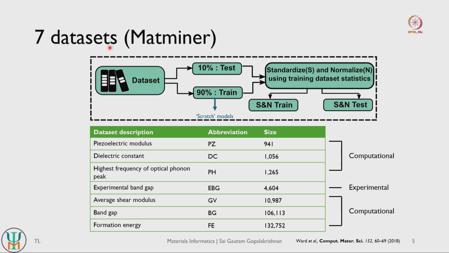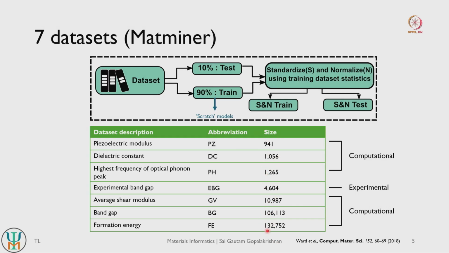So with respect to our work, we looked at 7 different data sets within the MatMiner repository. Starting from piezoelectric modulus, dielectric constant, phonon frequencies, experimental band gap, average shear modulus, computational band gap, and formation energy. So these are the abbreviations that we will be using throughout these lectures. I will be mentioning these abbreviations in the footer space for all of the slides that we will come across. And you also see that these data sets are of varying sizes.